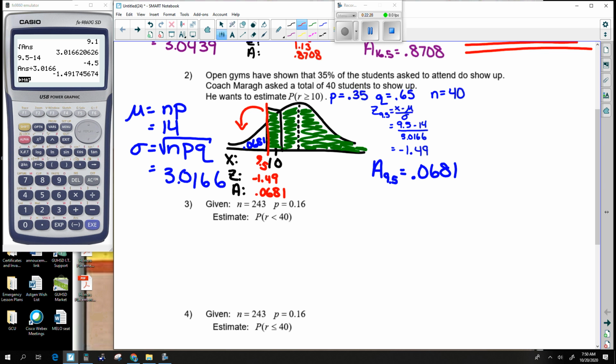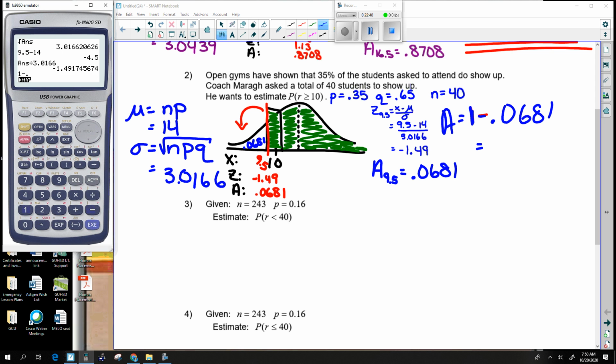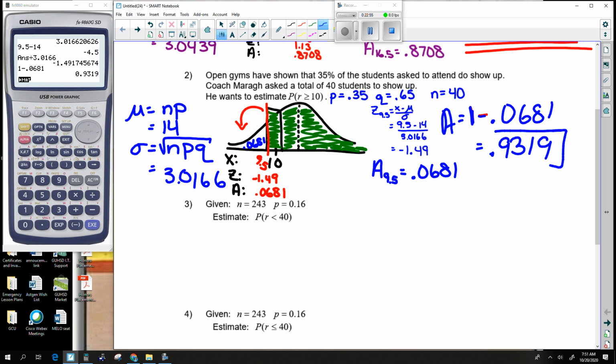Now, I don't want the area to the left. I want the area to the right. That's the shaded part in green. So what I have to do in this situation is take 1 minus that 0.681. That'll be the area that I do want, and that is the probability that I was looking for.